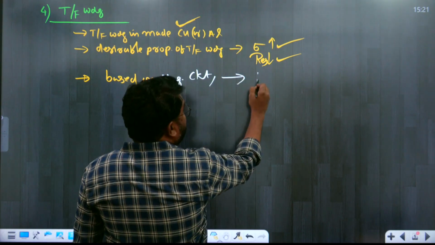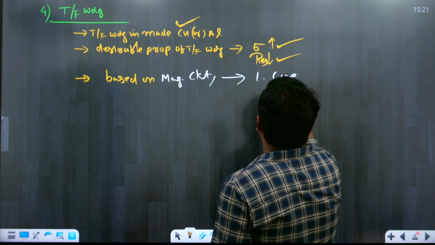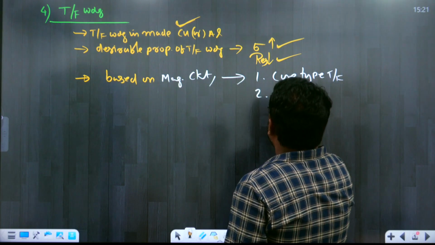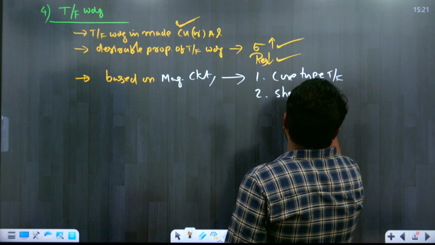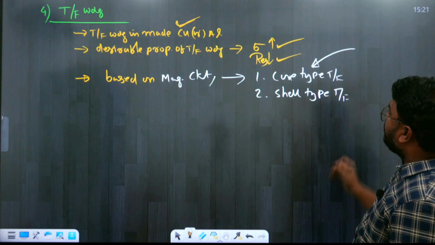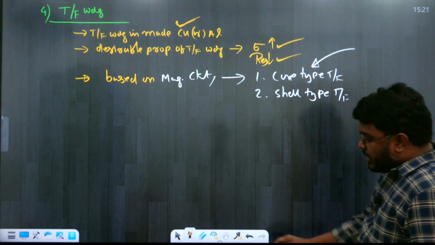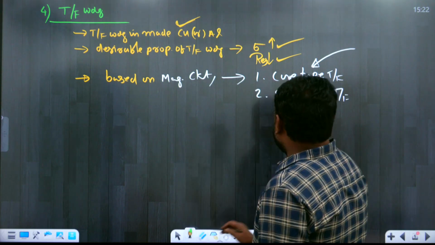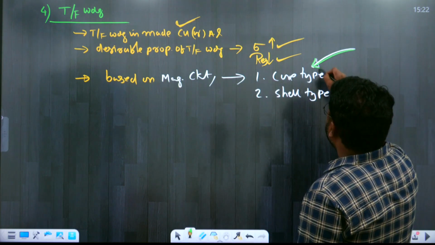These are classified into two types: the core type transformer and the shell type transformer. Sometimes we have a question: which transformer is preferable economically? Here, in this case, we look at the core type transformer.